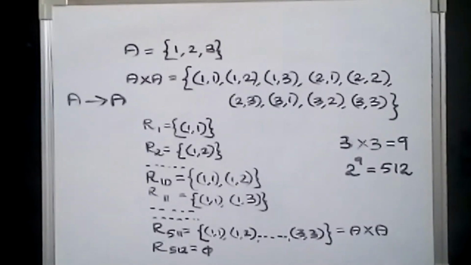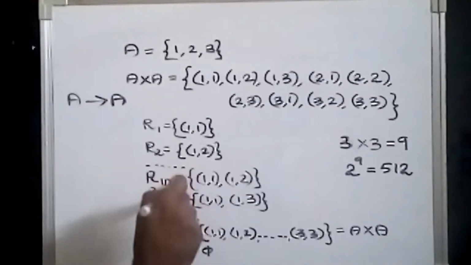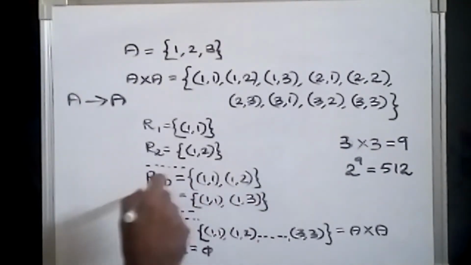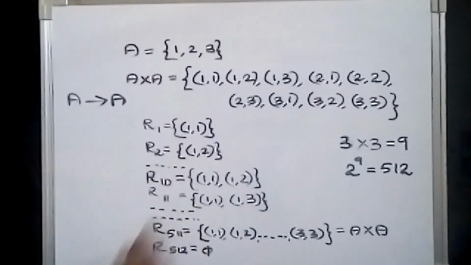Let us list some of their subsets. R1 equal to set {(1,1)}. It contains only one element. R2 equal to set {(1,2)}. It also contains one element, etc., etc. R10, the 10th subset, equal to set {(1,1), (1,2)}. R11 equal to set {(1,1), (1,3)}, etc. R10 and R11 contain two elements each, etc.